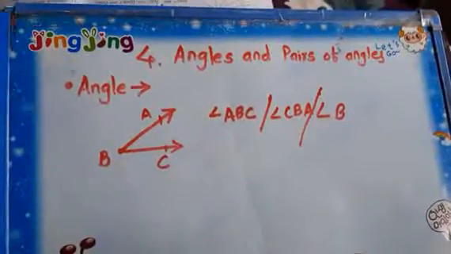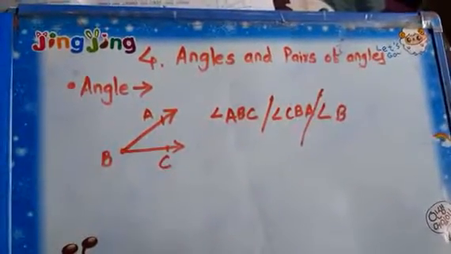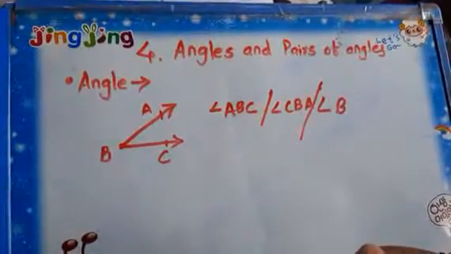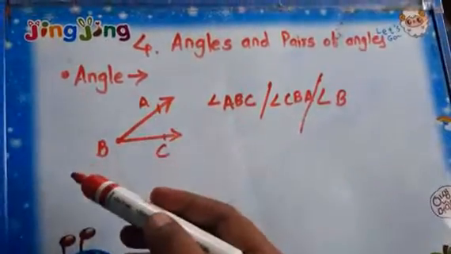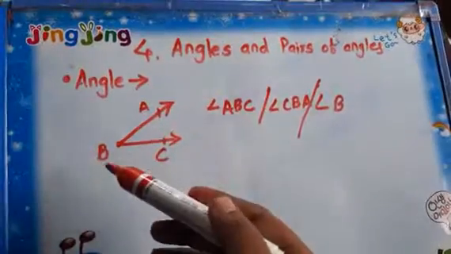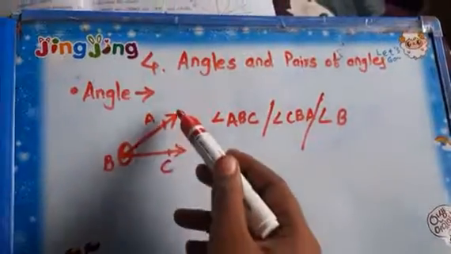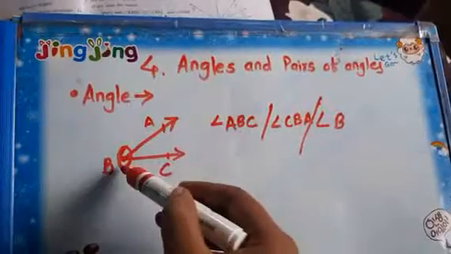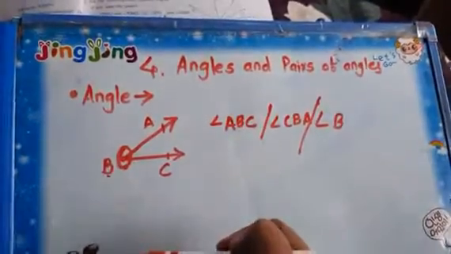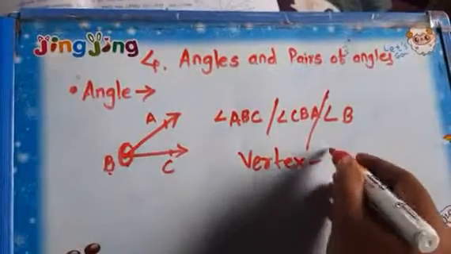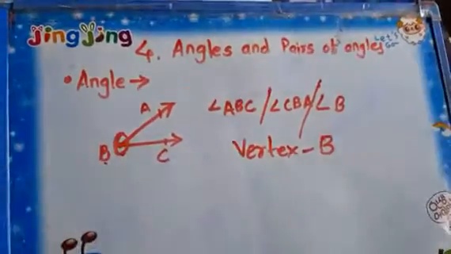So next question is, write the name of its vertex. Vertex means the common point between two rays which are forming the angle. So if you see here in this diagram, this point is common in this ray and in this ray. So this common point is called the vertex. So the vertex of this angle is B.